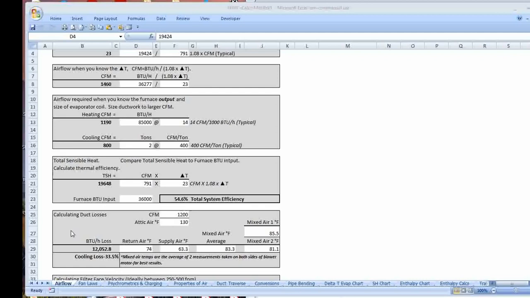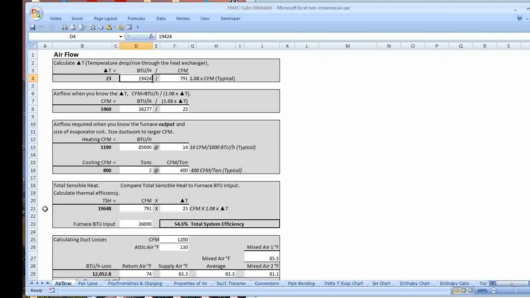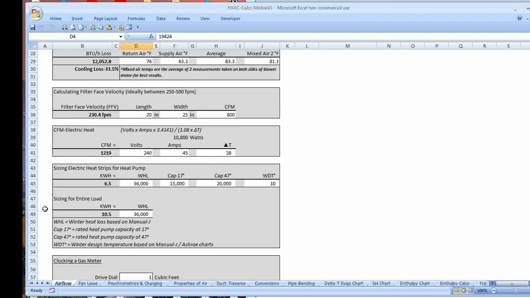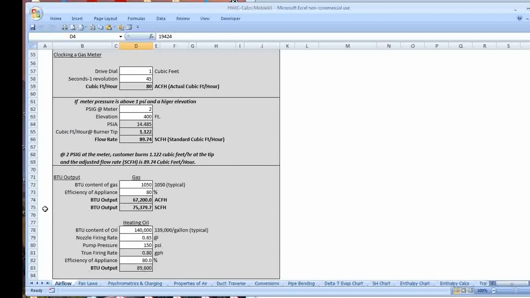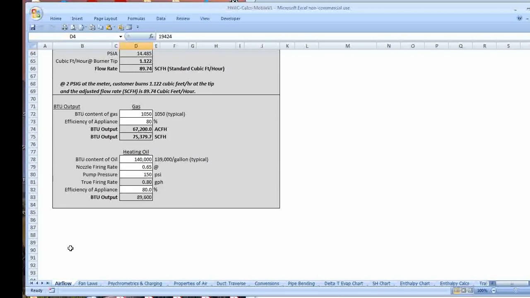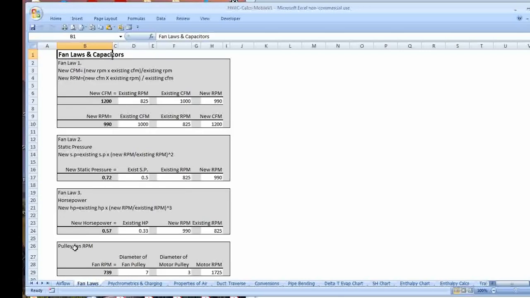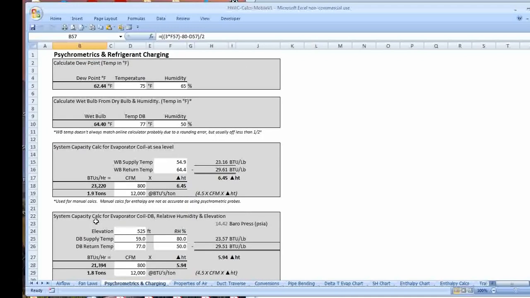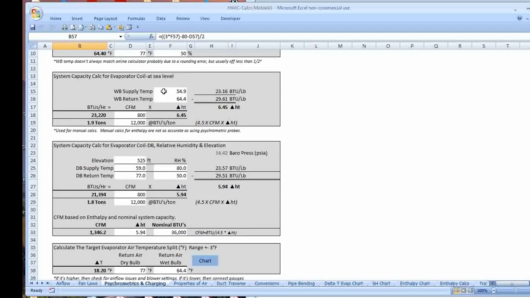And a quick run through, here's all the airflow calculations, as you've seen before. Filter face, sizing for heat strips, clocking a gas meter, and BTU output for gas. So there's all those. Here's all the fan laws. I put them on separate sheets and made them a little narrower so it's easier to look at on a phone. Here's all your psychrometrics and refrigerant charging, some conversions up top, some coil capacity calculators at sea level.